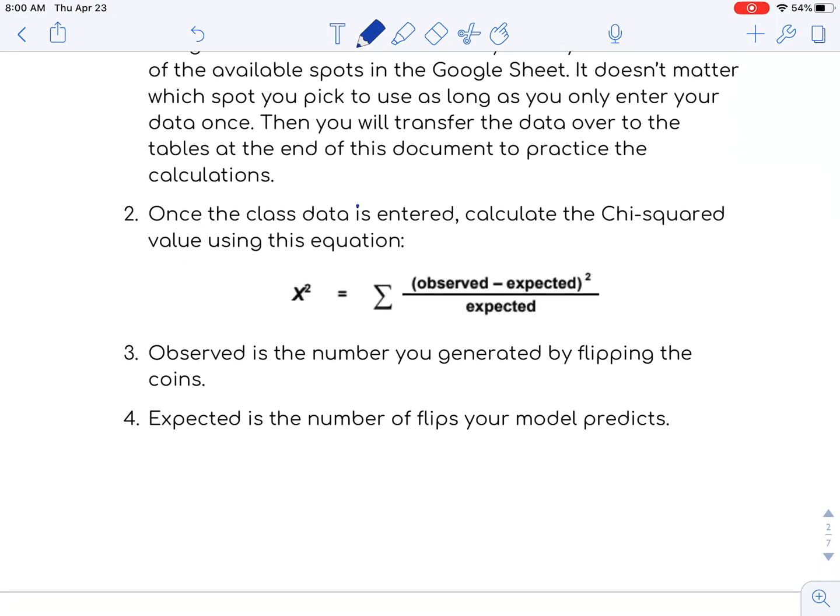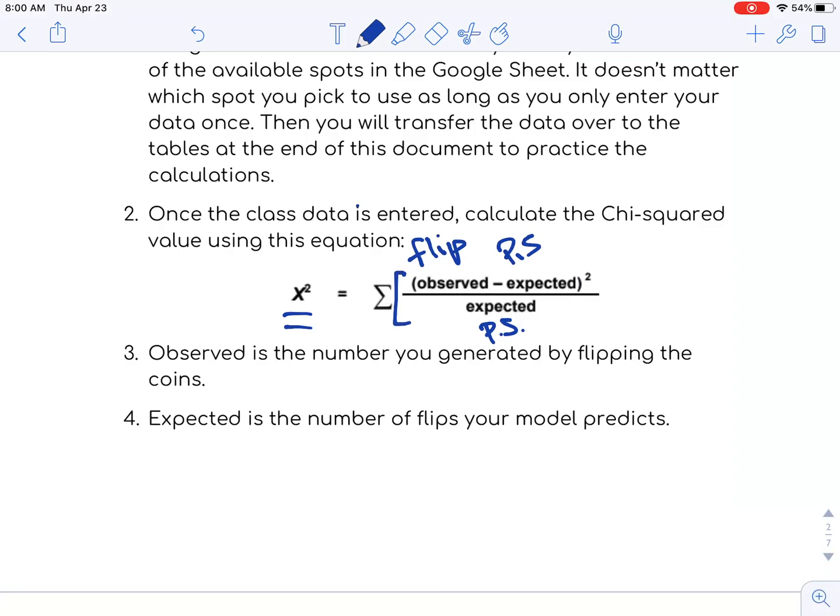And to calculate a chi-squared value, we have this weird equation. This part is the chi-squared, and then observed means those are the values from your flipping, and expected are the values from your Punnett square. So we use that value twice. Then also we have this observed minus expected squared. So don't forget to square your values as you do your calculations.